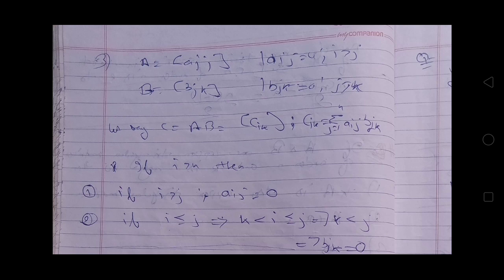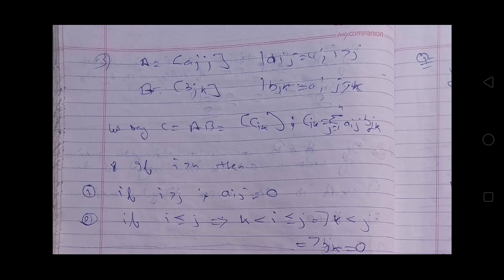Now I am going to discuss the third property, which is very important. Let's say C is some matrix which is equal to the product of A and B, whose entries are like Cik. Now the ik-th element will be Cik, which will be equal to summation over j from 1 to n of Aij into Bjk. If i is greater than k, then two cases arise.